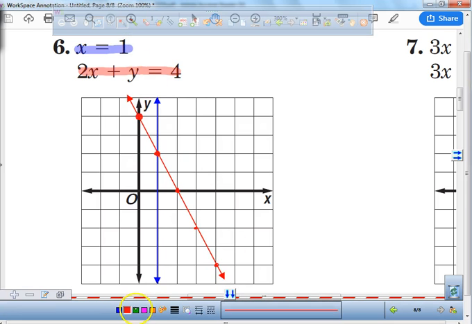And what was our final answer for this? What's the ordered pair where the two lines cross? At a 1 and a 2. That is what's known as the solution.